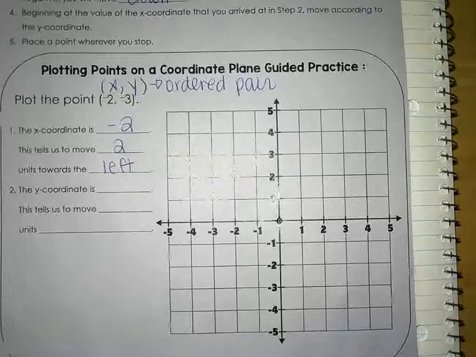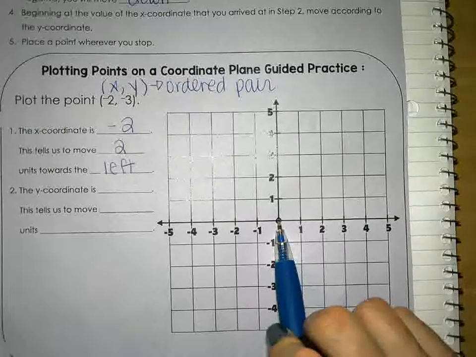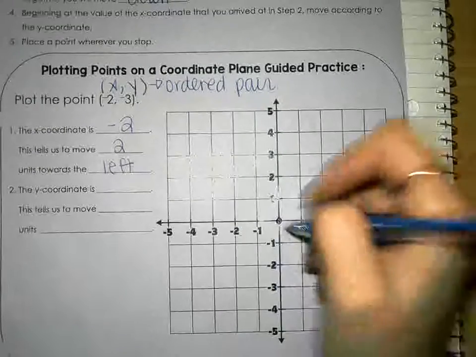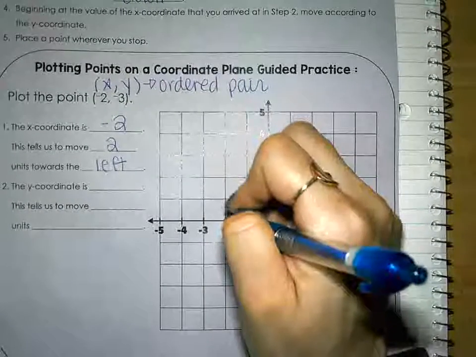I'm not going to make you do this every time, but just for the notes part, we're going to put it, okay? And I'm moving how many spaces? 2. And what direction? Left. So just for your notes, I'm going to have you draw an arrow left to 2.